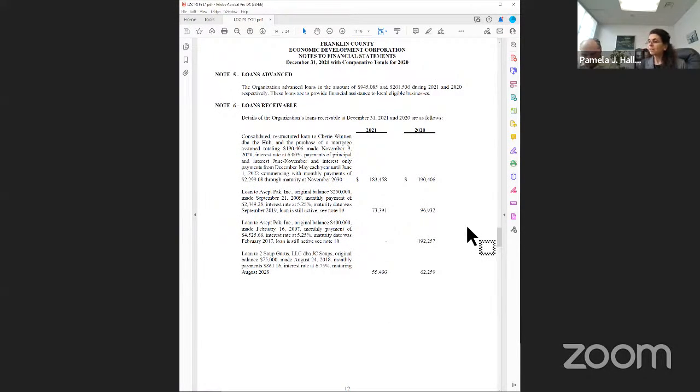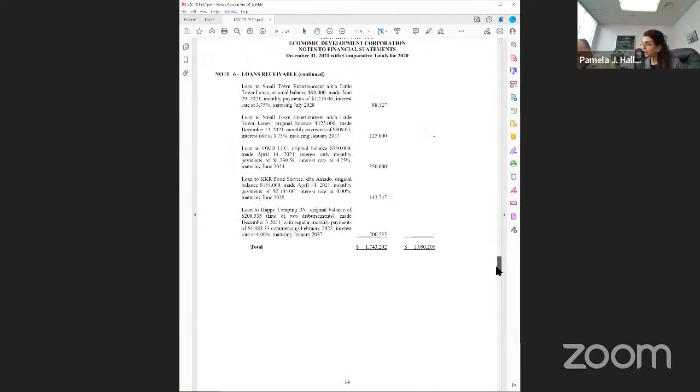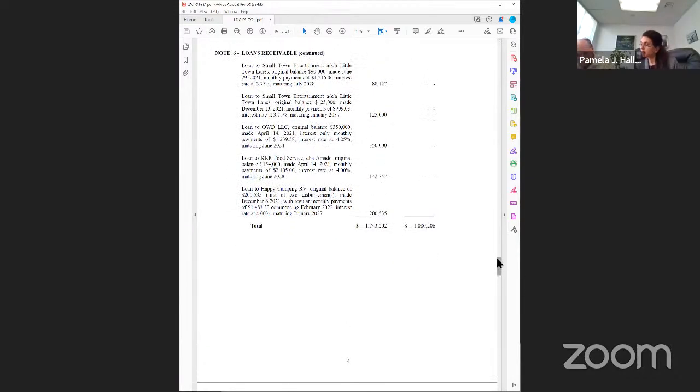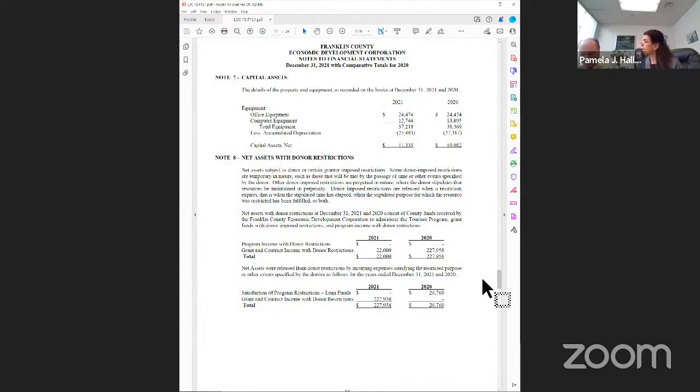And then we have our loans advanced. So we had 945,000 of loans advanced in the current year and 261,000 the prior year. And all of the terms of those loans are laid out in the next 3 pages and their balances. So we did have quite a few new loans this year. Yeah, there were a lot. So you're at $1,743,202 against $1,080,206 the year before.